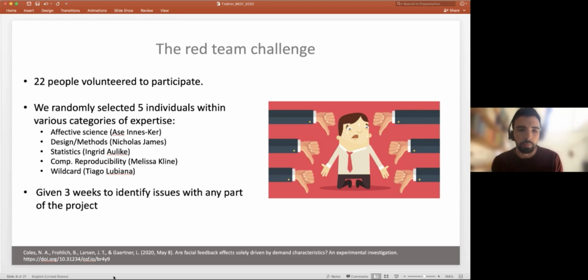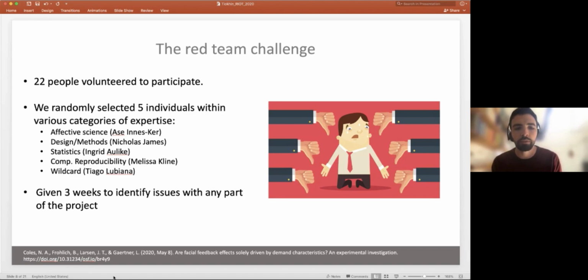So because it was a paper about emotions, we chose someone from affective science, Asse Ines Care. We had someone who was a critic of the design and methods and who had expertise in that, Nick James. We had someone with expertise in statistics, Ingrid Aulike. We had an expert in computational reproducibility, Melissa Klein. And then we had a wild card, Tiago Lubiana, who turned out to have expertise in computational biology.